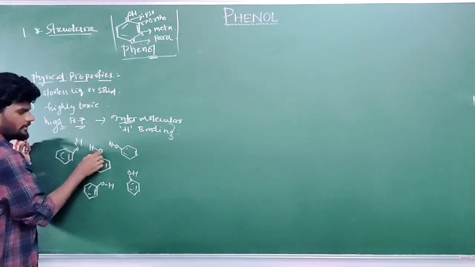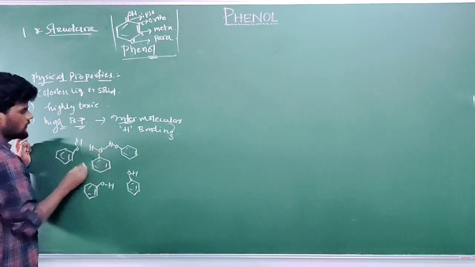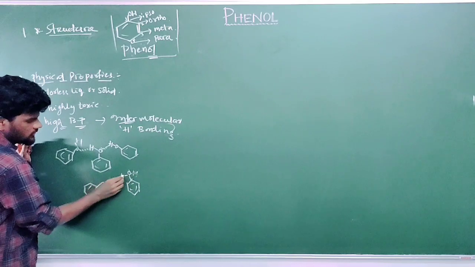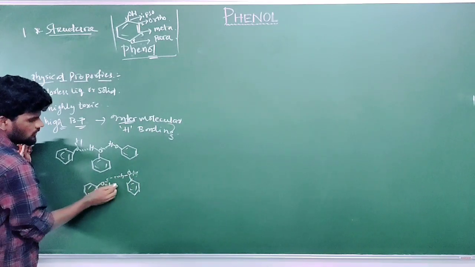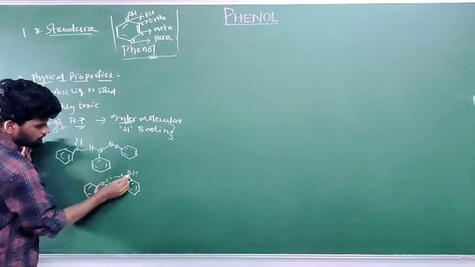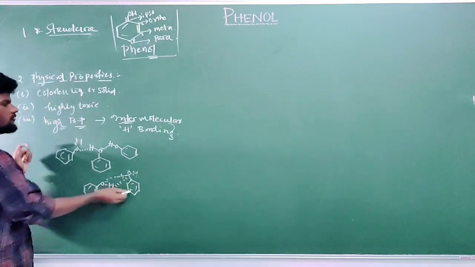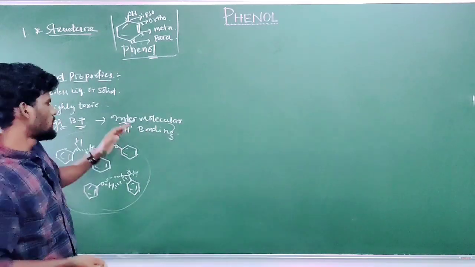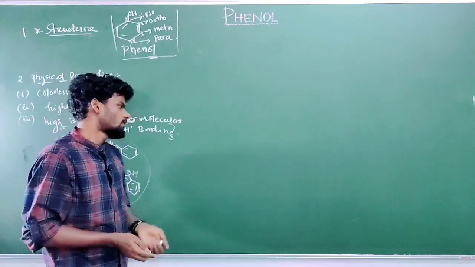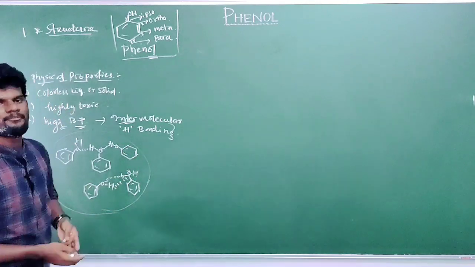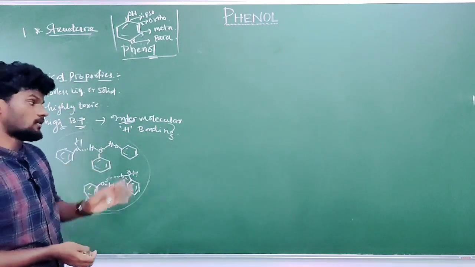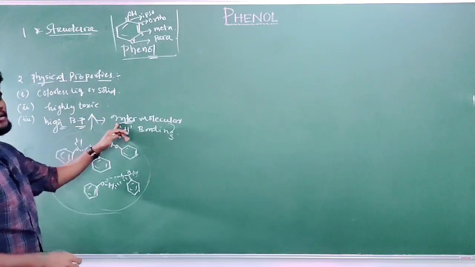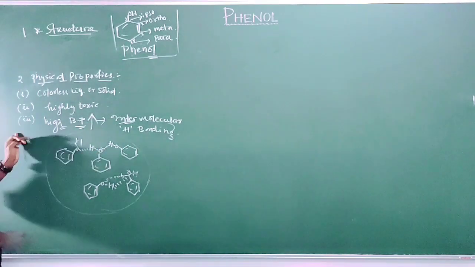The electronegative element is oxygen, attached to hydrogen. The oxygen of one molecule is attached to the hydrogen of another, and so on. In this way a huge, compact, stable structure of phenol molecules forms. That is why we need more heat or more temperature to boil the phenol compound. That is why it has a high boiling point, because of intermolecular hydrogen bonding. This is the third property.